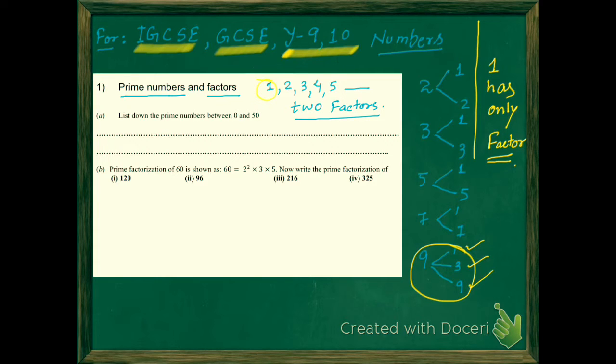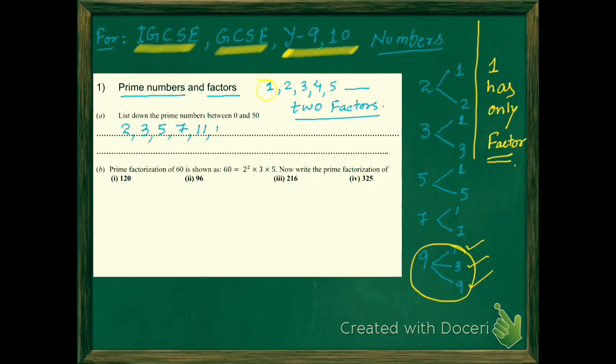So list down some prime numbers from 0 to 50. If you understand first, then you can easily write them down. So we can start with 2. We'll start with 3, 5, 7 and not 9.